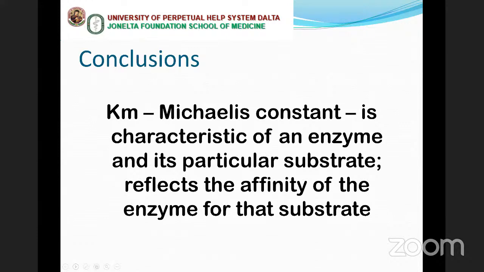So what are the conclusions of this equation? Your Michaelis constant would be characteristic of an enzyme, so it would be specific. It would also be particular for a substrate, and it would reflect the affinity of the enzyme for that substrate. Each enzyme would have different affinities for a certain substrate, etc.